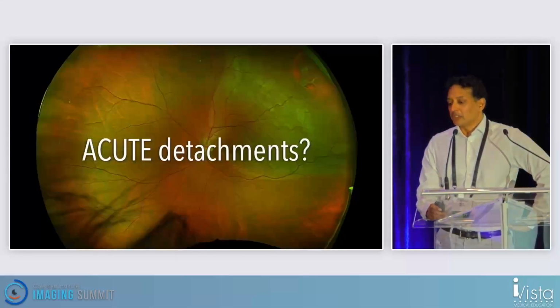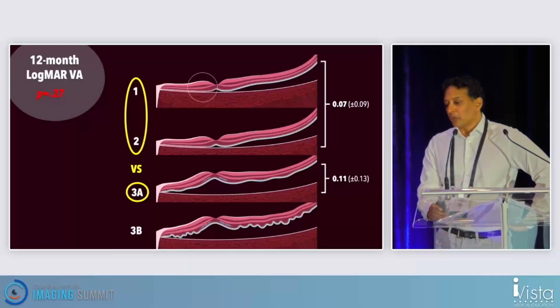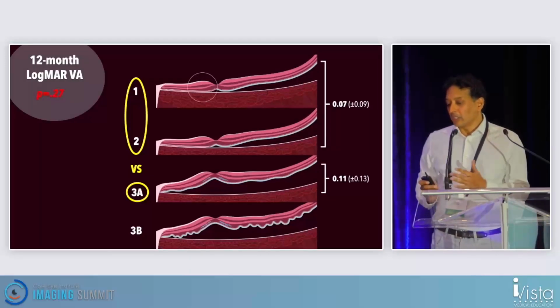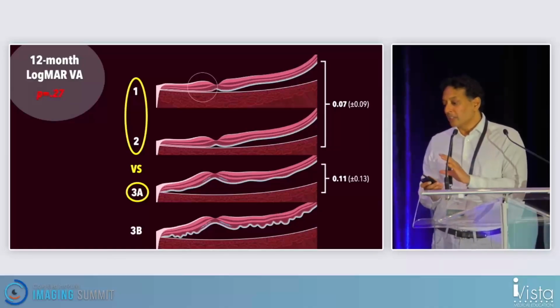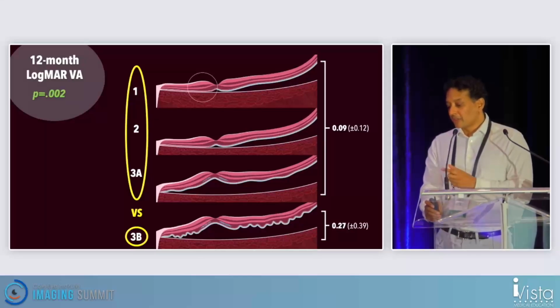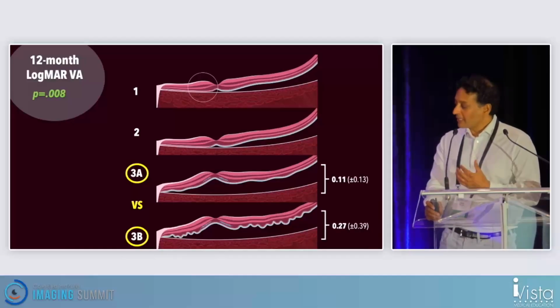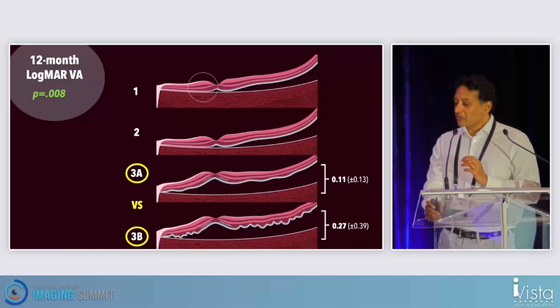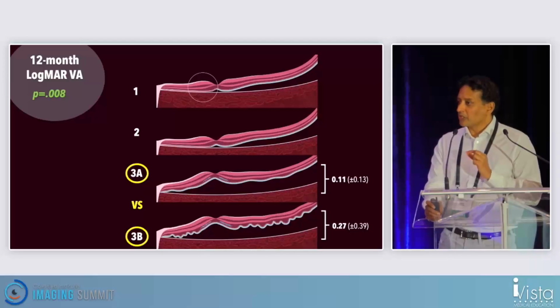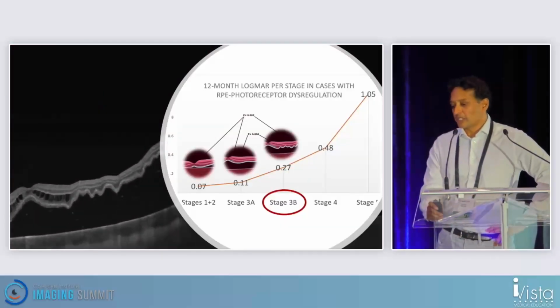And even when we do a multivariate regression analysis, factoring in all kinds of variables, including height of the detachment, we found that the stage did help us. So if we look at stage 1 and 2 versus 3A, there was no difference in the one-year visual acuity outcomes. But once you look at stage 3B, that's really the critical turning point when you get those corrugations. And it makes sense because corrugations represent a change in elastic modulus, which is due to a structural change in the outer retina. And when that happens is when you're going to get worse outcomes over time.